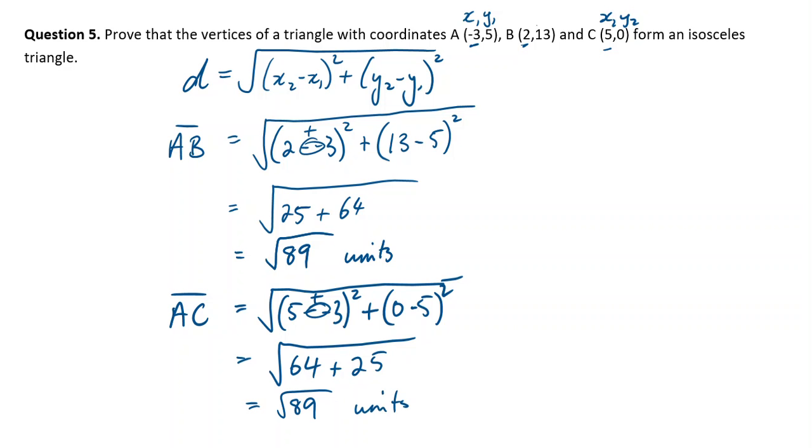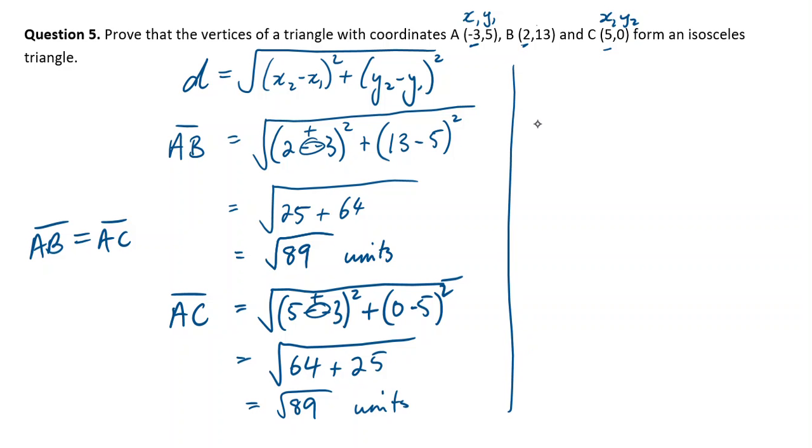Again, you could get out your calculator and say, well, it's 9 point something, but you don't really need to do that for this. So what we've got here is that AB is equal to AC. We've almost proved that it's an isosceles triangle, but the problem is, if the last side, BC, is equal to the square root of 89 units, we don't have an isosceles triangle. We've actually got an equilateral triangle where all three sides are equal. So unfortunately, we do need to use the distance formula again.